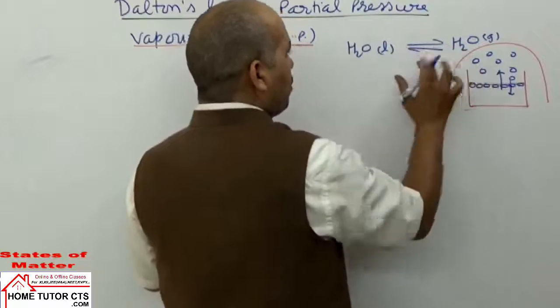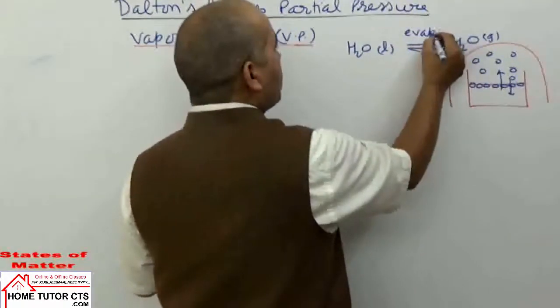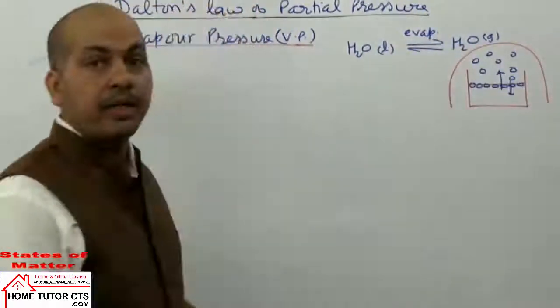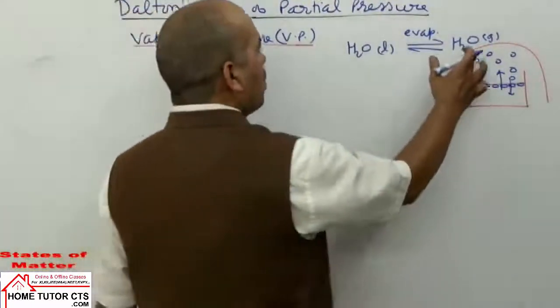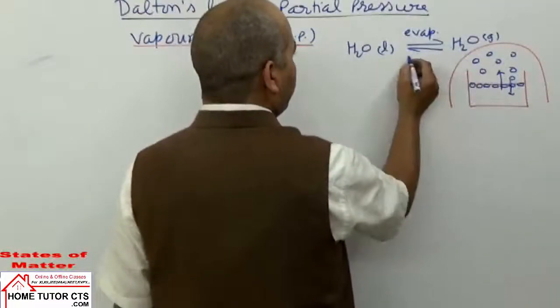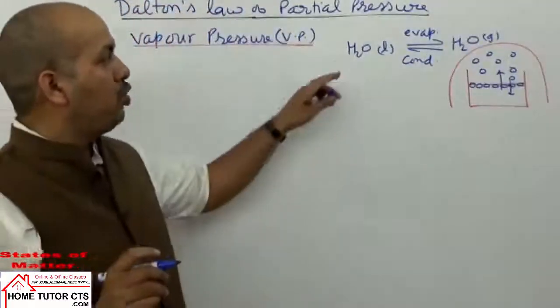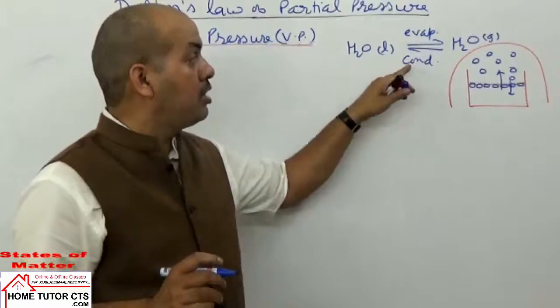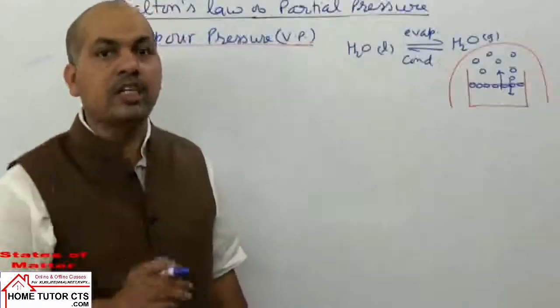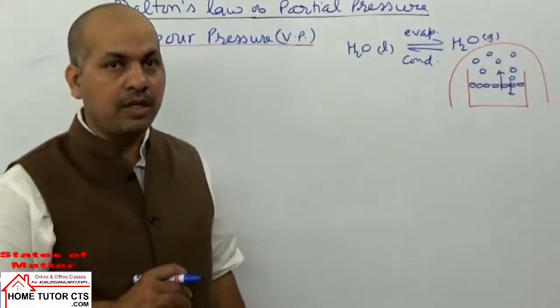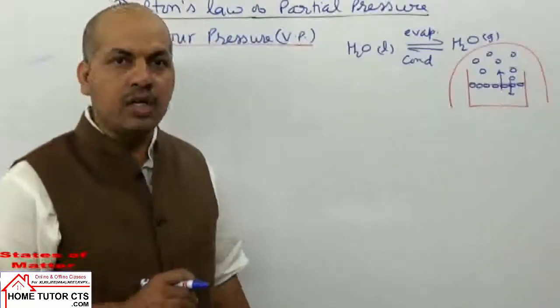So what happens? The two processes. One is called evaporation process, forward reaction, liquid to vapor conversion, and backward is called reaction of condensation. They are at equilibrium. When the two processes, evaporation and condensation, are at equilibrium, in that condition the pressure of vapor mixture, the pressure of vapor is called as vapor pressure.